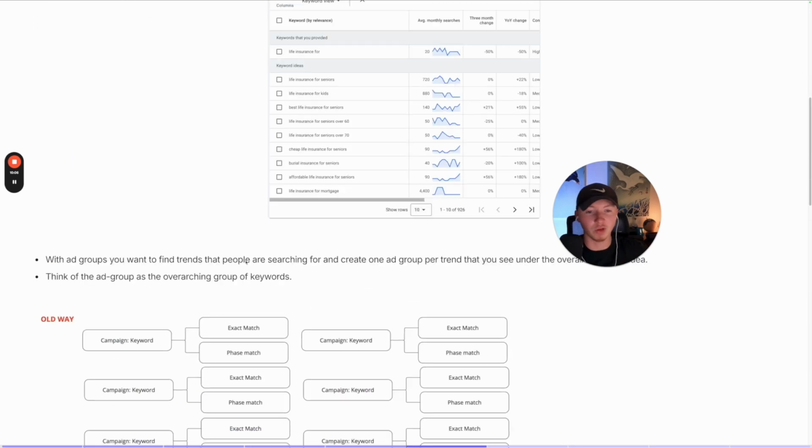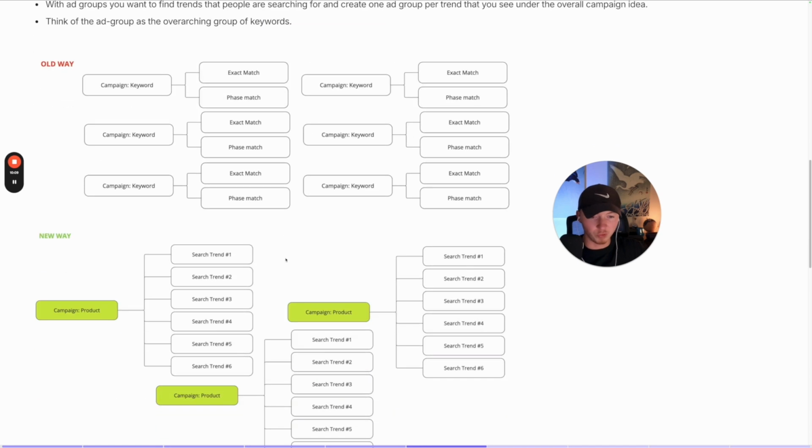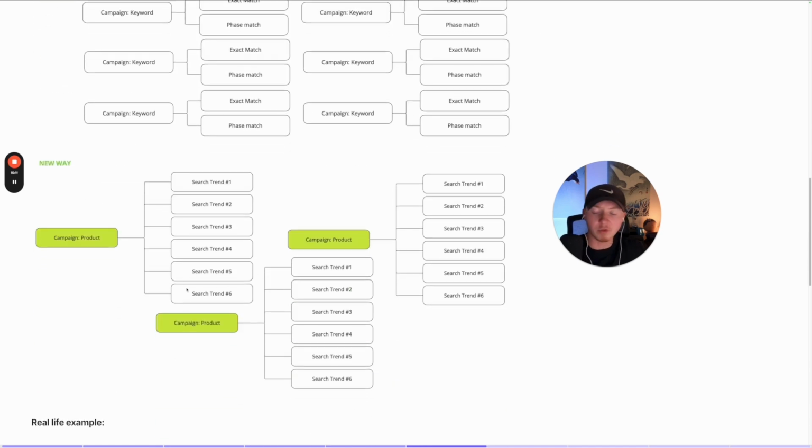So if you're still using trends like this, these are 2 years old, to be honest, but the way that things should be running is the campaign is the product, then the ad groups are the search trends within that. So you might only have one, there might be two, there might be three, there could be upwards of 10. Again, it depends on your budget and the type of market that you're going after.